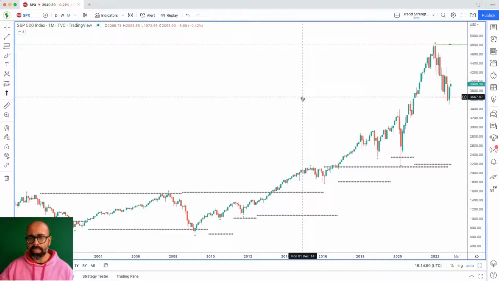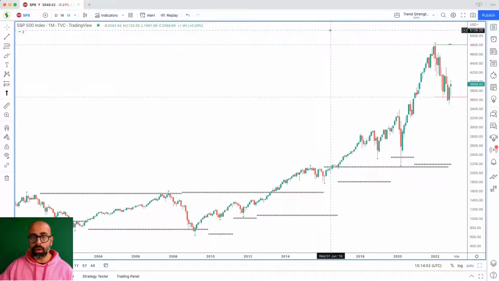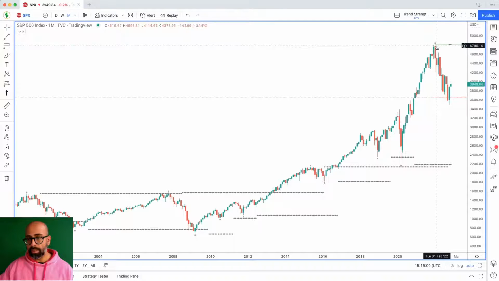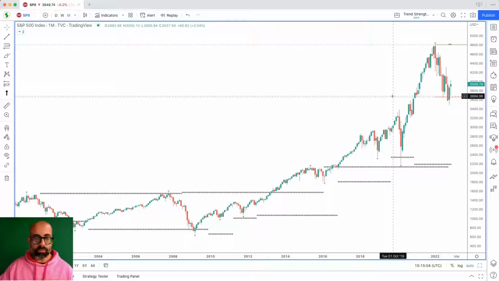In an ideal market, I want to see price trading above the high of last year for it to be a bullish market, or below the low of last year for it to be a bearish market. At the moment, this is the S&P 500. We can see that it's trading inside the high and the low of last year. So that for me is more of a consolidation. This is more of a sideways market rather than a full-on bull market or a bear market.